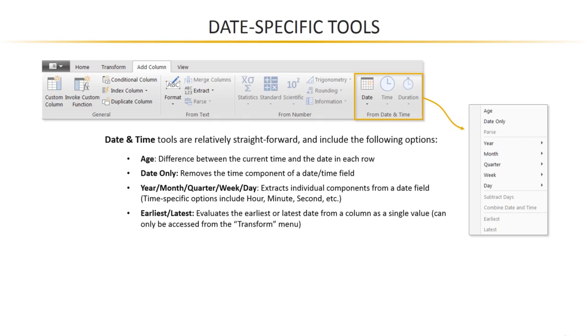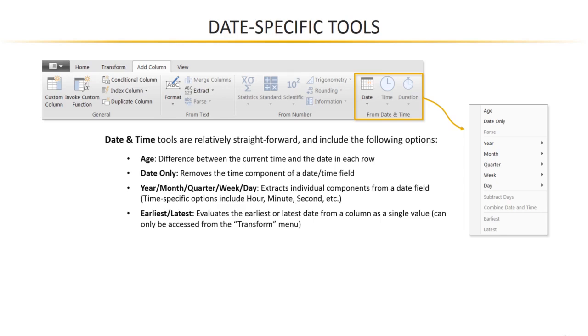You also have the date only tool, which basically looks at any fields that might contain both a date and a timestamp, and it strips the time component out and leaves you with just that date only. You also have your pretty basic set of date component functions like year, month, quarter, week, and day, and that basically just extracts individual components or individual attributes from a date field. And if you're selecting a field that has a timestamp as well, you also have similar time-specific options like hour, minute, and second.